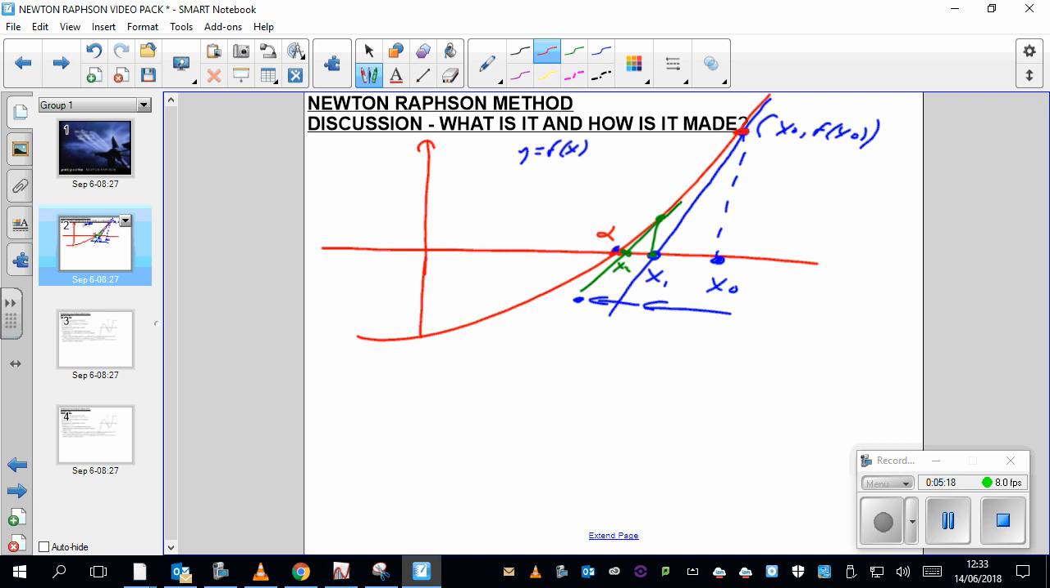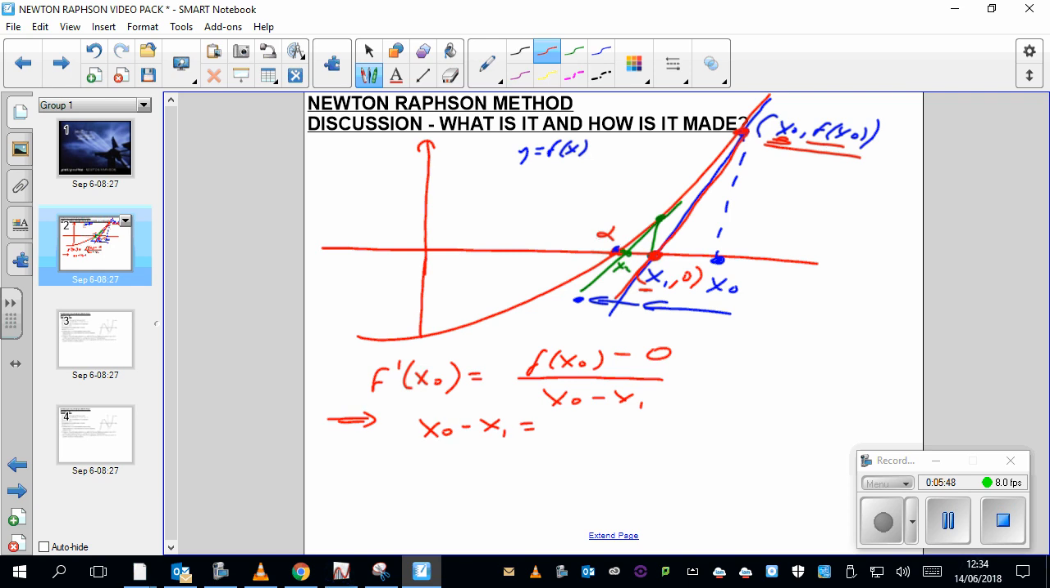Sounds a bit abstract, so let's see what I'm talking about here. First off, in order to find a tangent at this point x0, I need to know the gradient, right? So the gradient is change in y over change in x. This is the y value of this tangent. So I've got one point here, x1, 0, because the y coordinate is 0, and this point here, so minus 0. x0 is our x coordinate, take x1. Okay? So if I times up by x0 minus x1 and divide by f dash of x0, I get this.